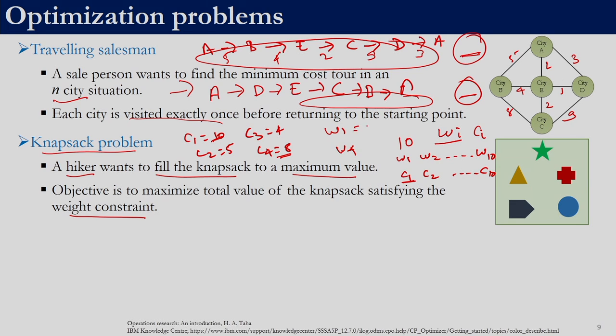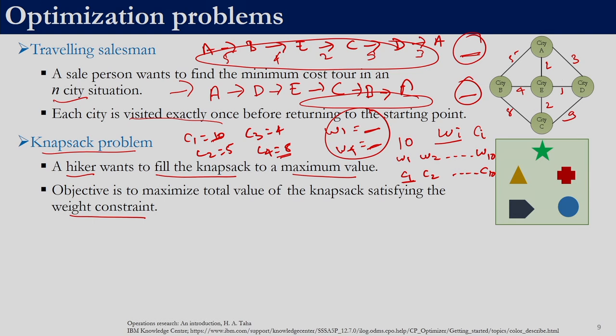So the weight that he is going to carry is W1 plus W4, right? So that total weight has to be less than what is prescribed. So now the task is which of the items can be chosen so that the weight constraint is respected as well as the person is able to carry the maximum value with himself or herself. So that is known as the knapsack problem.